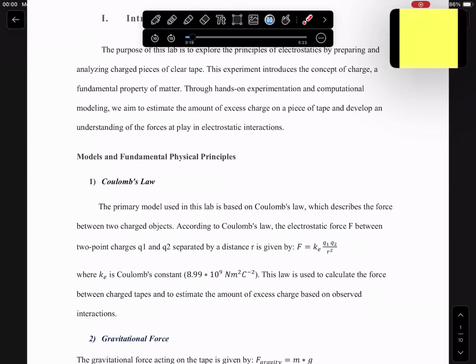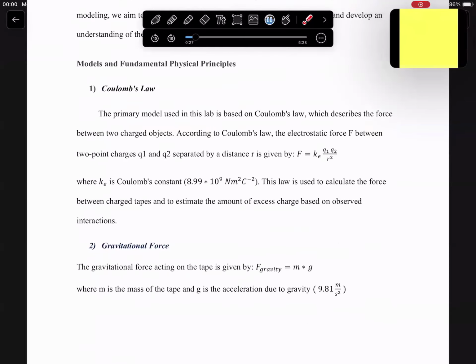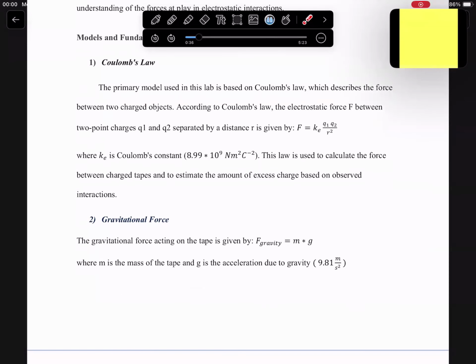There are two physics principles. First is Coulomb's law, which is force equal to K multiplied by Q1 and Q2 divided by R squared. F is the electrostatic force between two point charges Q1 and Q2 separated by a distance R. K is Coulomb's constant, which is 8.99 multiplied by 10 to the 9th.